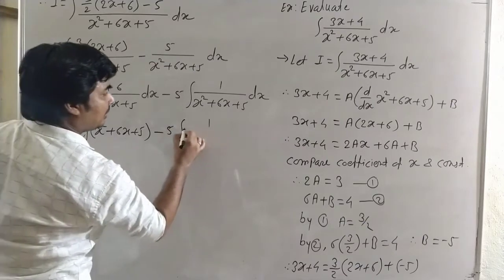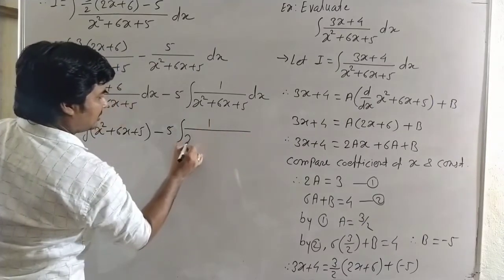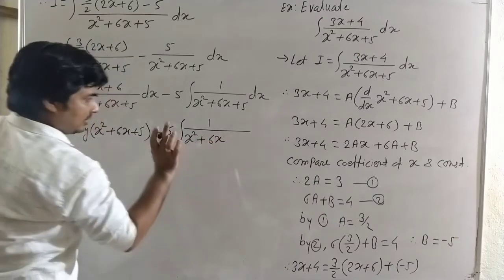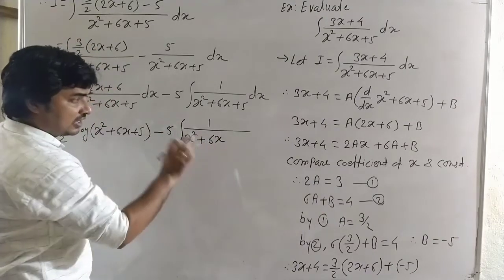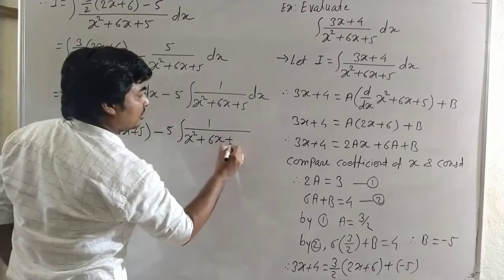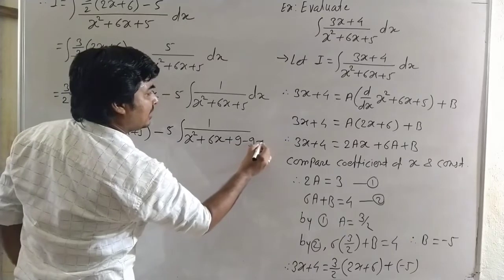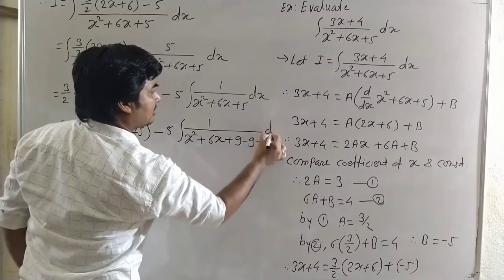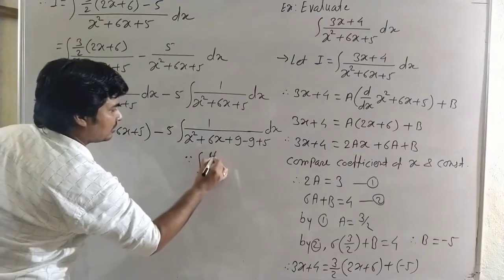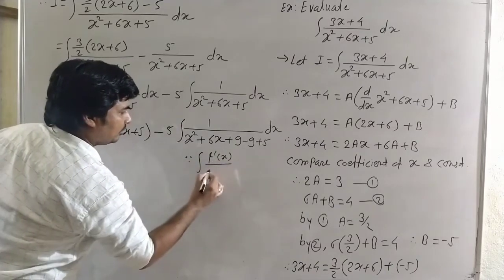and minus this integral, solved by using the complete square method. Here it is x square plus 6x. See carefully, the coefficient of x is 6, half of 6 is 3, and square of 3 is 9. So here plus 9, minus 9 and plus 5, dx.